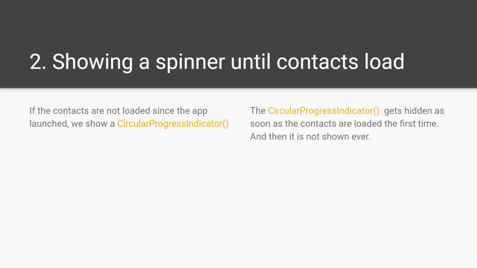Now the second thing that happened is that I actually added a spinner. So until the contacts load, we show a progress bar, or actually a circular progress indicator. And then as soon as the contacts are loaded the first time, it gets hidden.